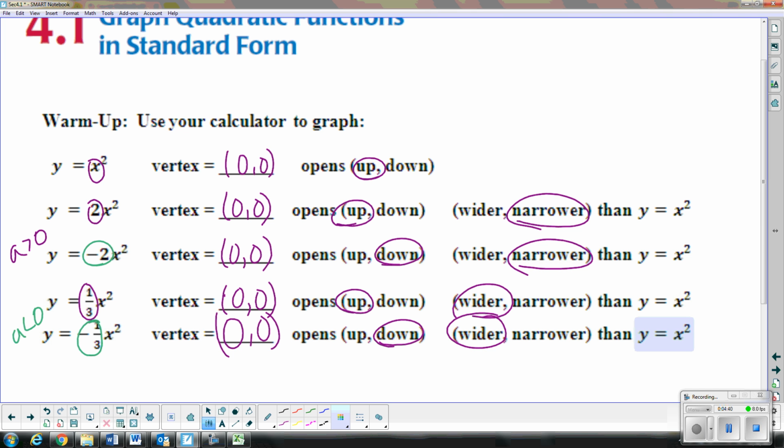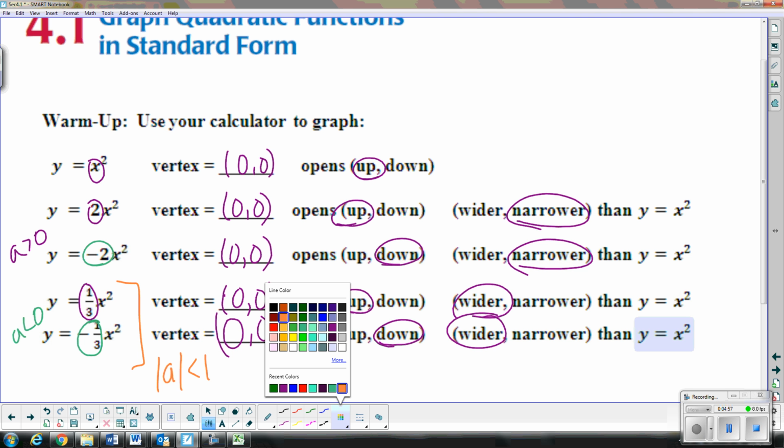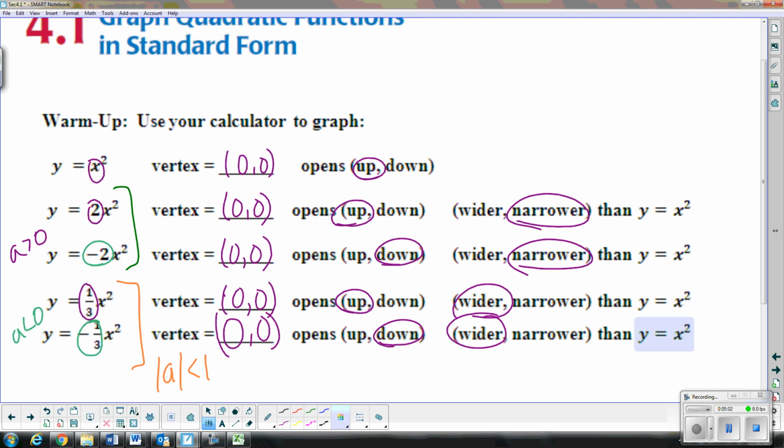Now looking at wider and narrower, these two are narrower, and that's when the absolute value of a is less than 1, and these two are wider. So that's when the absolute value of a is greater than 1. And if a is equal to 1, you'll end up with something that's neither narrower nor wider than the x squared graph.